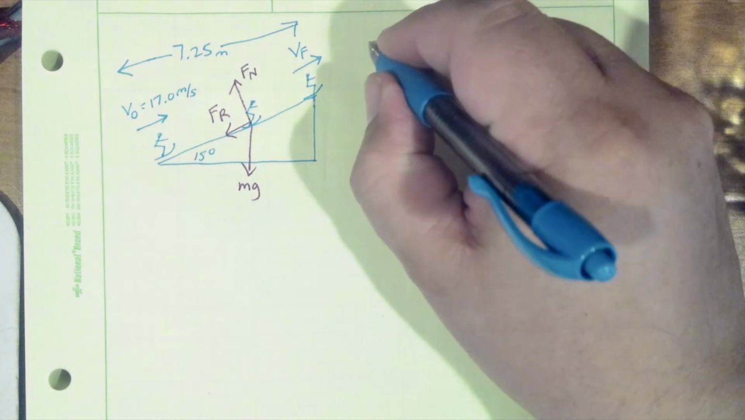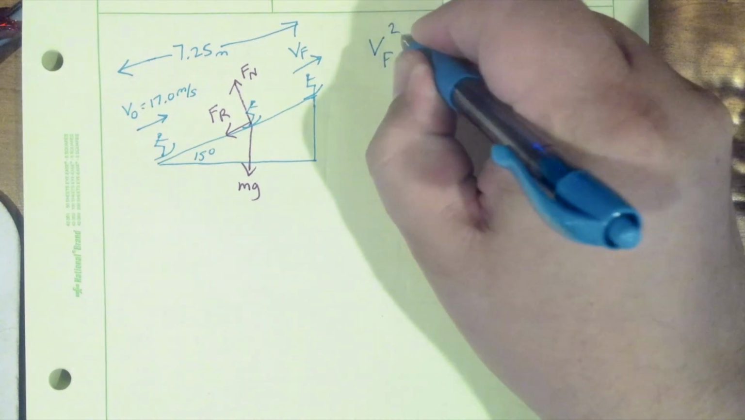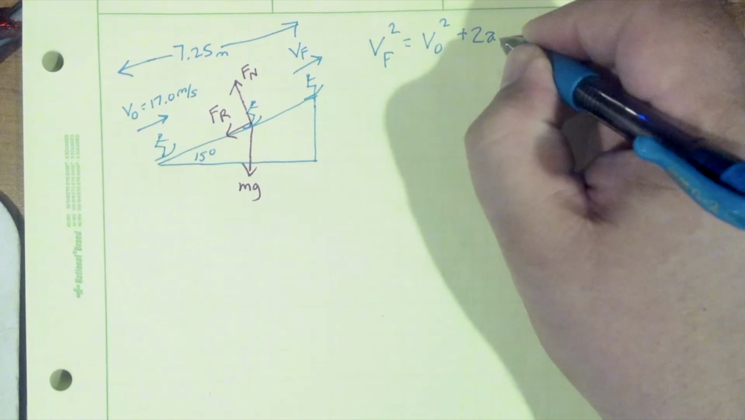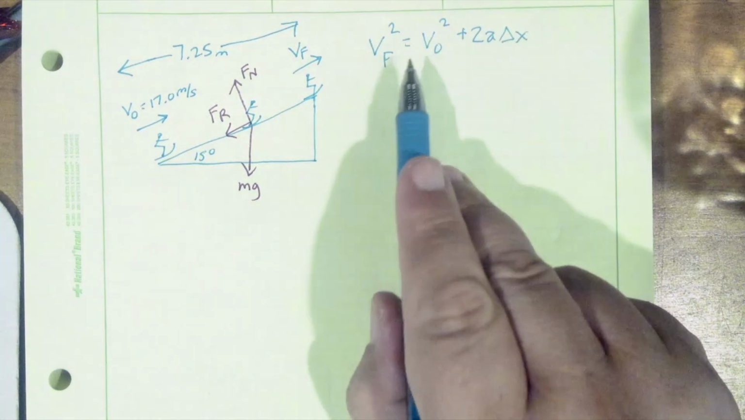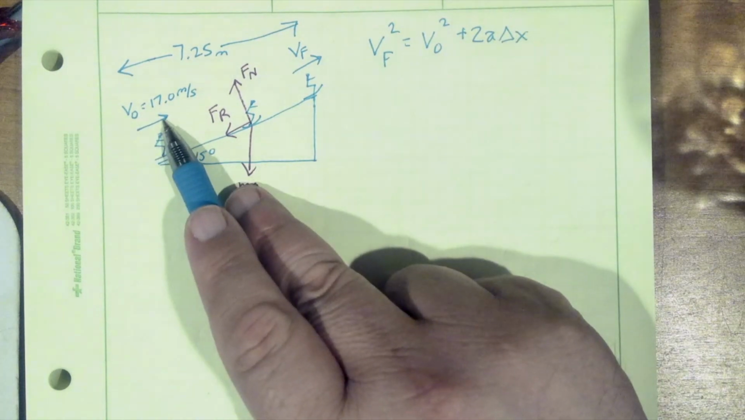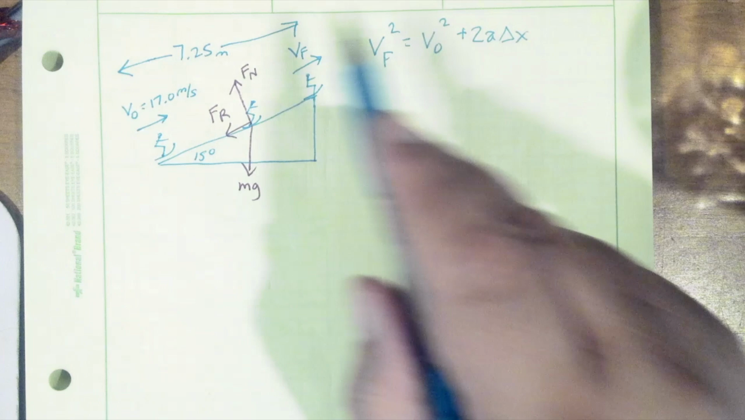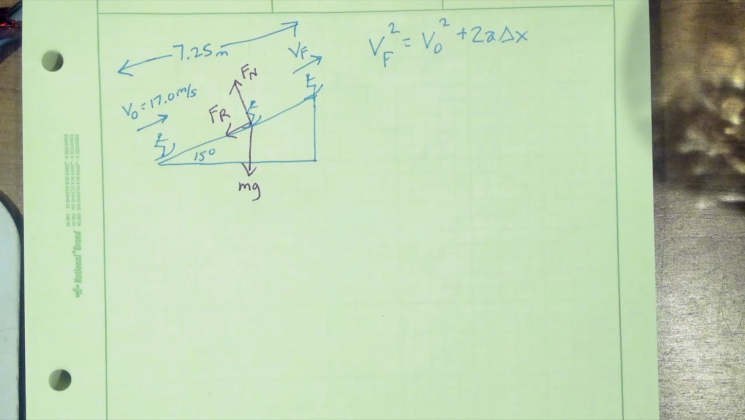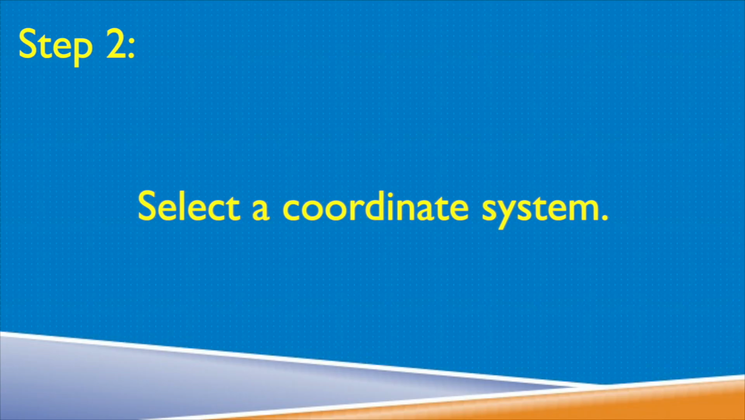Now, in our search to find the final velocity, we're going to be using the third kinematics equation here. And we know the initial velocity, 17 meters per second. We know the displacement, 7.25 meters. So if we're going to find this final velocity, we need to find the acceleration. But we can do that using Newton's second law. So there's our setup.